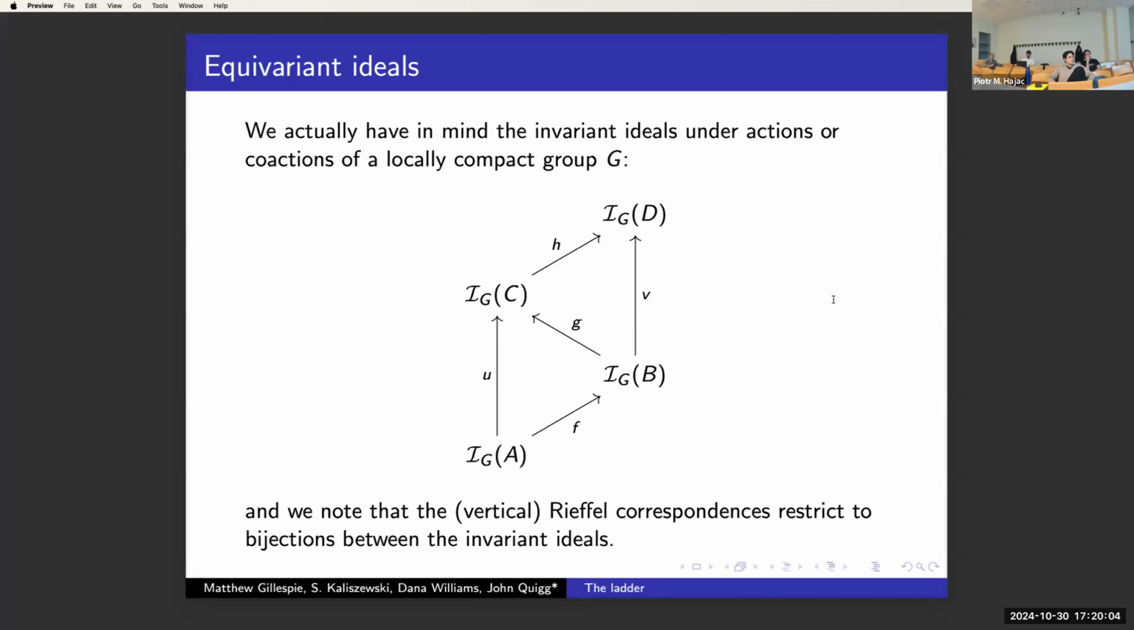Just to be clear about this, if the group G acts on the C-star algebra A, then the invariant ideals are the ones for which the action restricts to an action on the ideal. In the same way, if there's a coaction, then an ideal is invariant if the coaction restricts to a coaction on the ideal. So that's the notion of invariant ideals for us. So if we had these vertical struts being Rieffel correspondences, then F, G, and H again would all be bijections by what we call the ladder lemma or something like that.